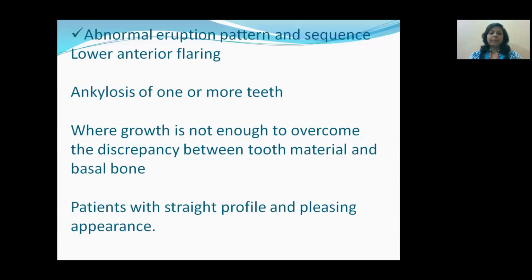Some abnormal eruption patterns and sequelae of lower anterior flaring will also be an indication for serial extraction. If there is ankylosis of 1 or more teeth, we can go for a predetermined sequence of deciduous teeth extraction. And if the growth is not enough to overcome the discrepancy between tooth material and the basal bone, we can also opt for serial extraction. Patients having a straight profile and pleasing appearance can be suitable candidates for these procedures.